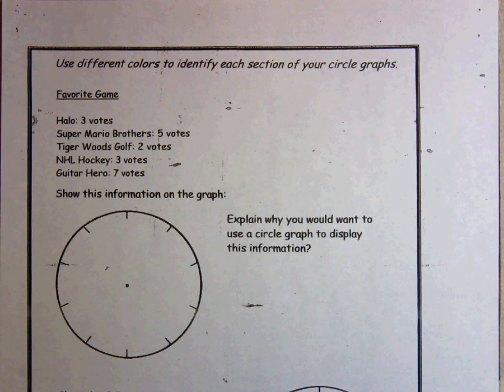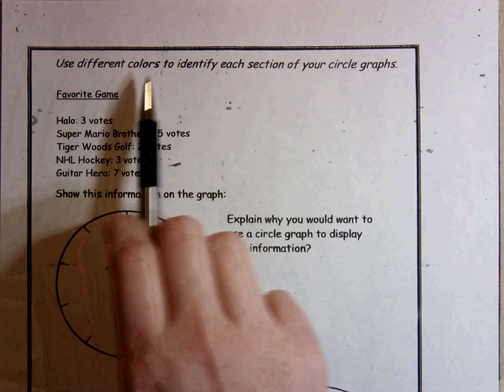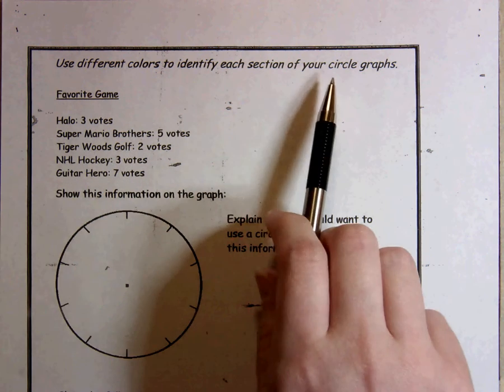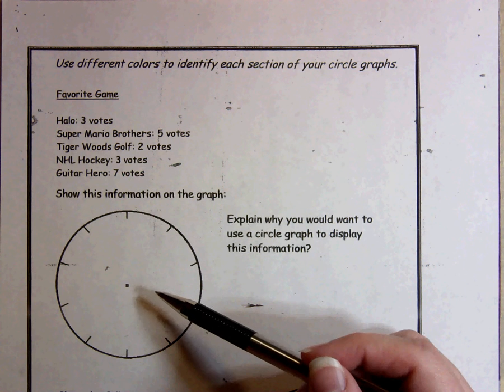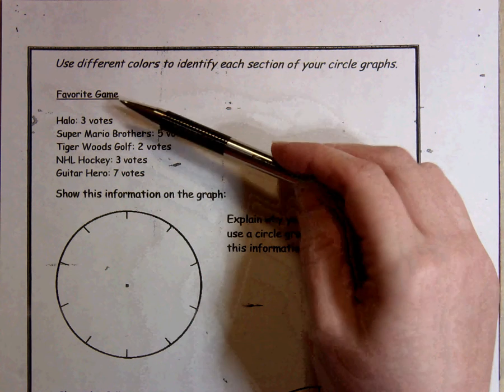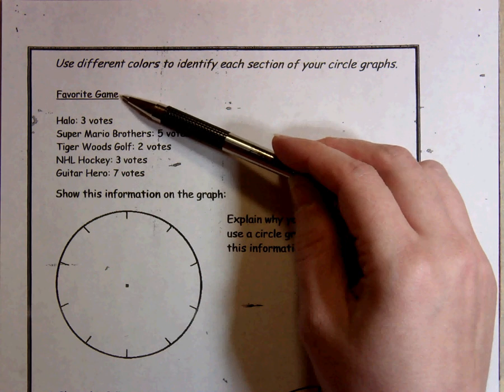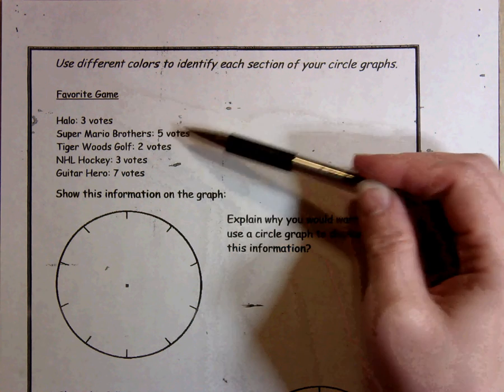On this worksheet, you're going to be making circle graphs. Notice it says use different colors to identify each section of your circle graphs, so make sure that you do color these in different colors to get full credit for it. In this one, it tells us that we're looking at the favorite game, and we have the number of votes for each game.